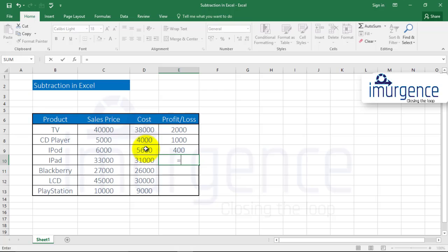Another way, you can open the bracket and then type in 33,000 minus 31,000 and close the bracket. All right. And what if the amount you are trying to subtract is greater than the number you are trying to subtract it from? Let's make this 25,000.